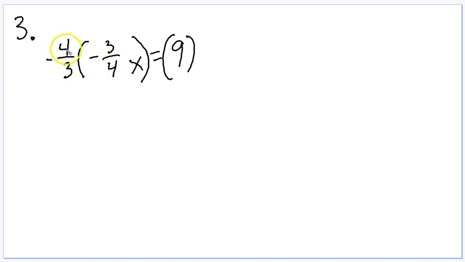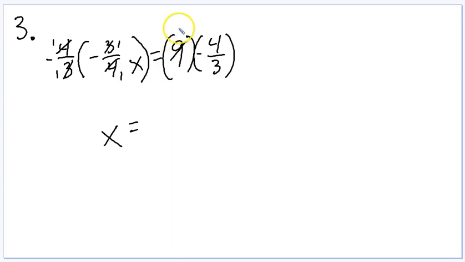Negative, negative makes it positive. These cross out and make 1s. These cross out and make 1s. Because we're cross simplifying, x is all by itself. Then we're going to multiply 9 times negative 4/3. Make sure you put parentheses so you don't confuse it by subtracting. So I am going to cross simplify, make this a 3, and make this a 1. Then I get 3 times 4, and that equals 12. And there's one negative, so it will be negative 12.